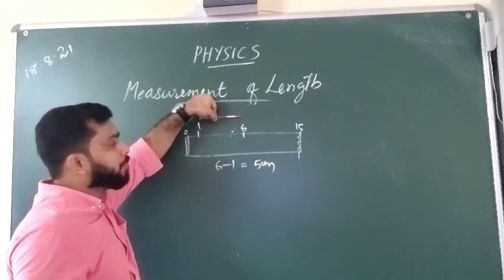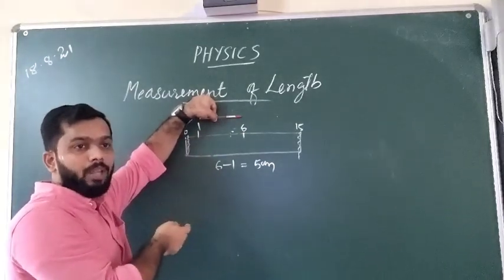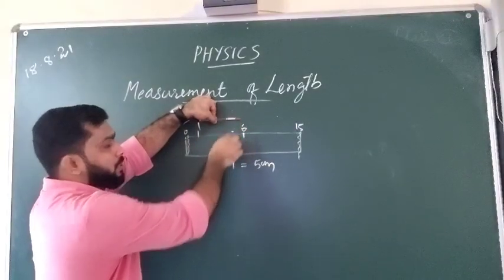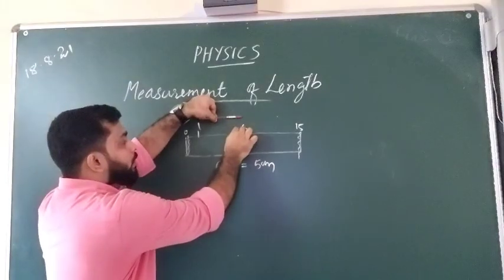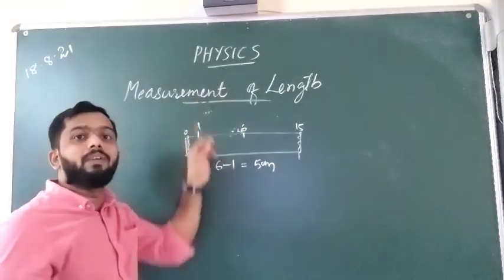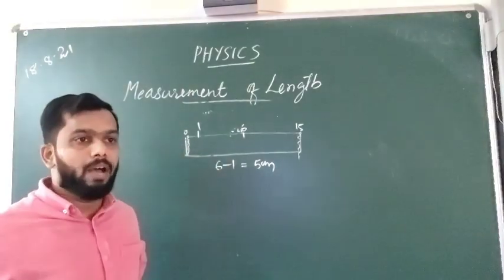If I am keeping the pen a little farther away, what will happen? Our measurement can vary. That means the accuracy can change. Suppose this is 5 centimeters, sometimes when we are measuring from a long distance, it can be 4.9 centimeters. So at that time what will happen? We are not getting an accurate value, we are having an error.